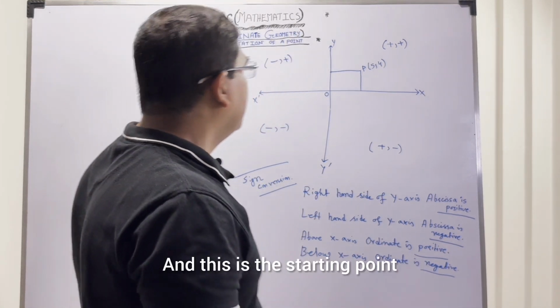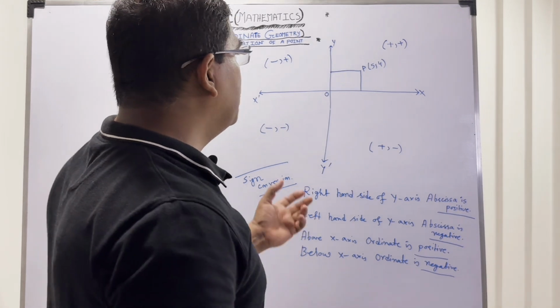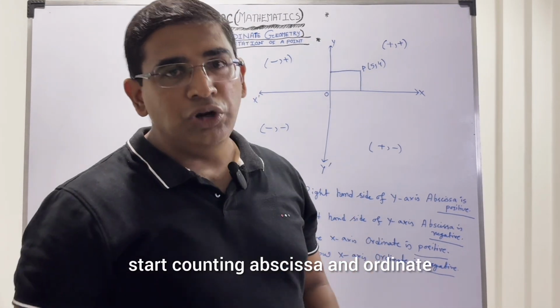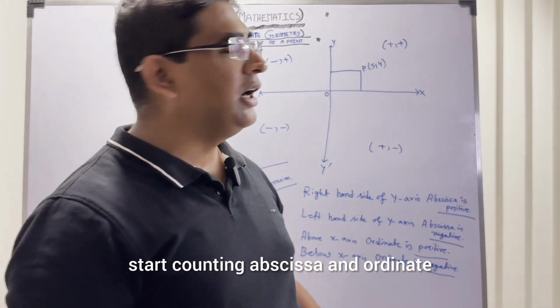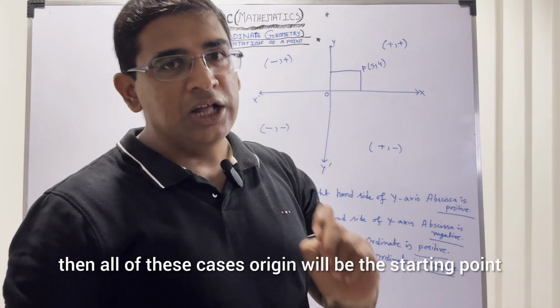Okay. And this is the starting point. So, whenever we want to start counting abscissa and ordinate, then in all of these cases, origin will be the starting point.